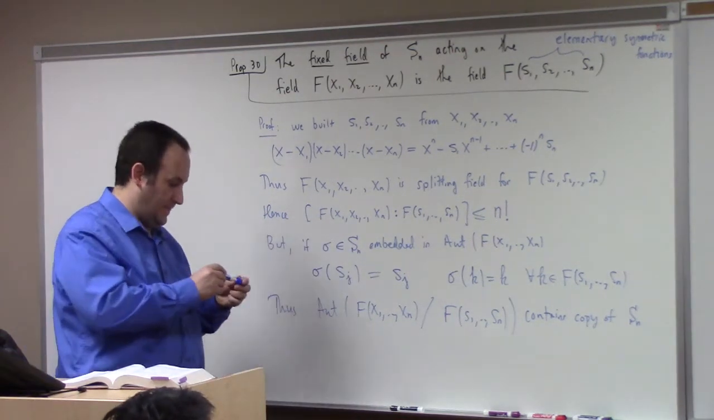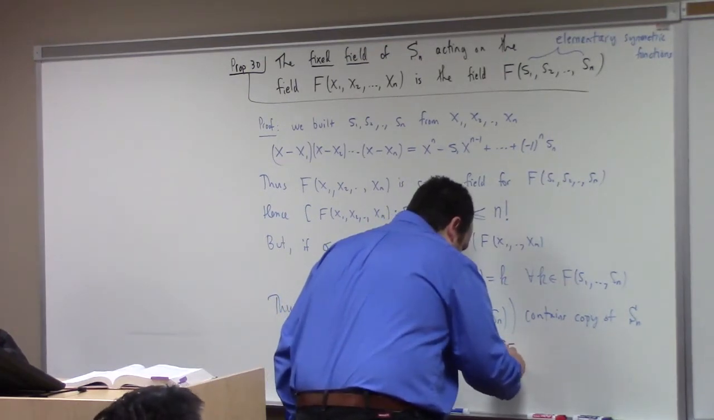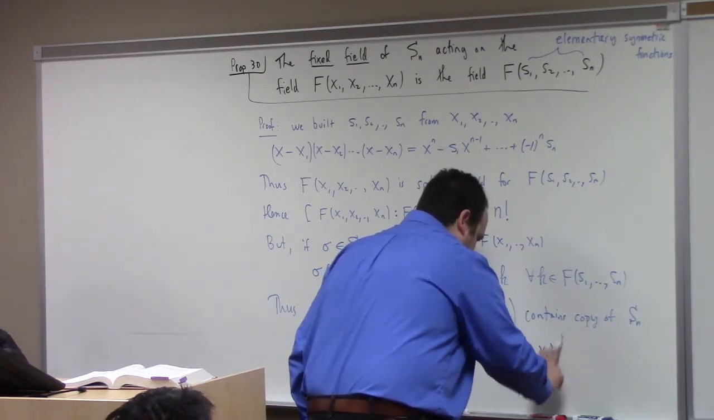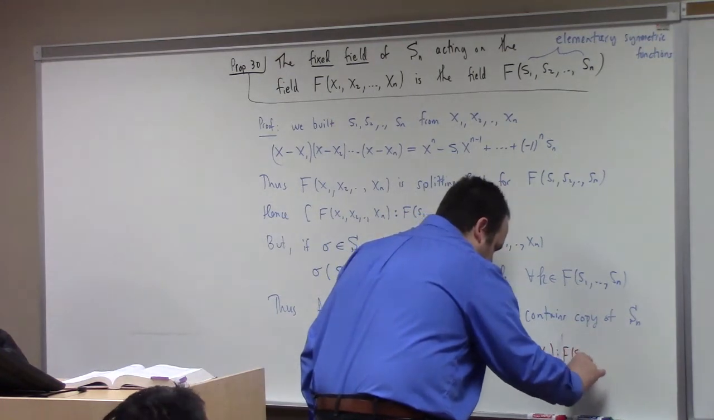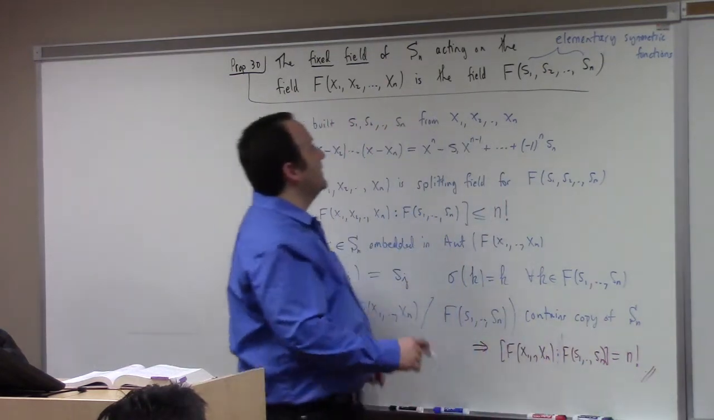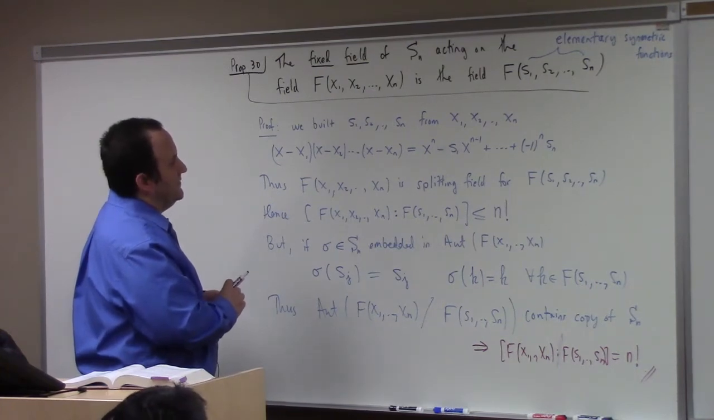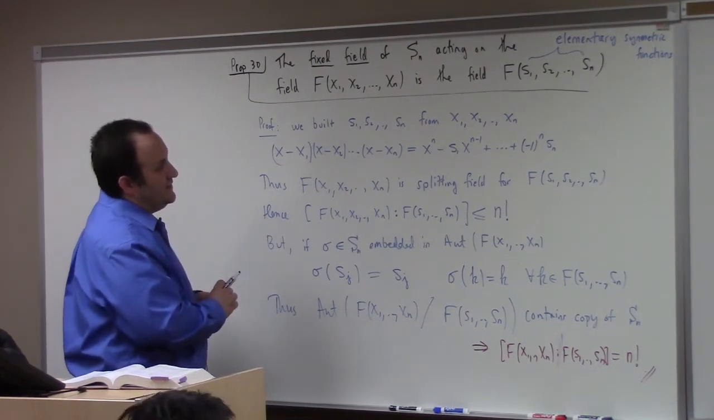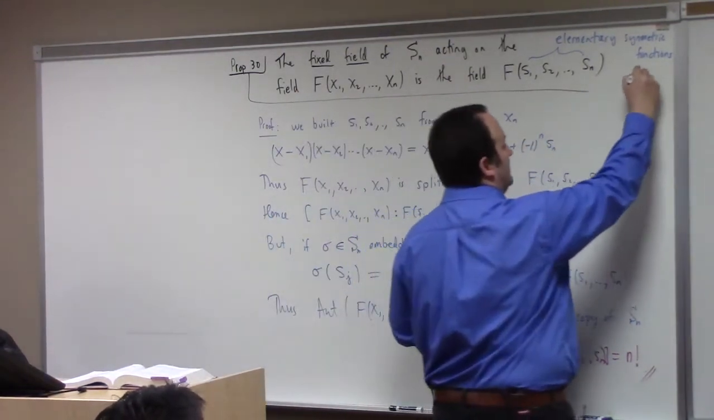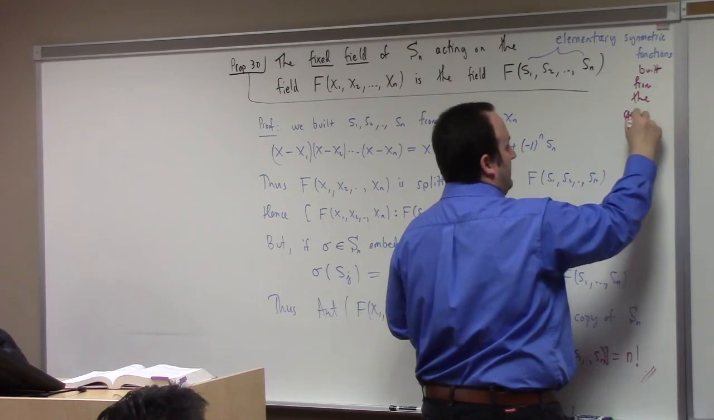Right. So this implies... and what does that say then? So there you go. The fixed field of Sn acting on the field F adjoining the generic roots x1 through xn is the fixed field of the elementary symmetric functions built from those roots, right? To be more precise, these are built from the generic roots, right?